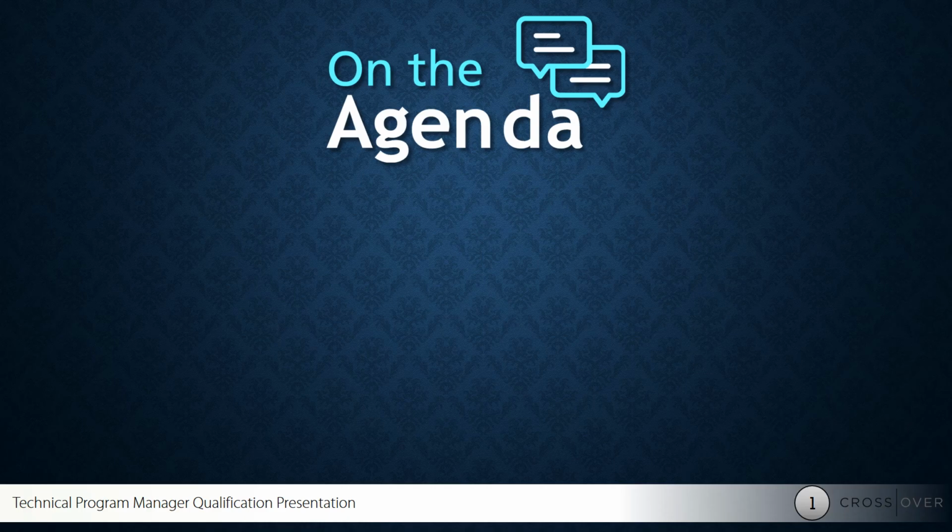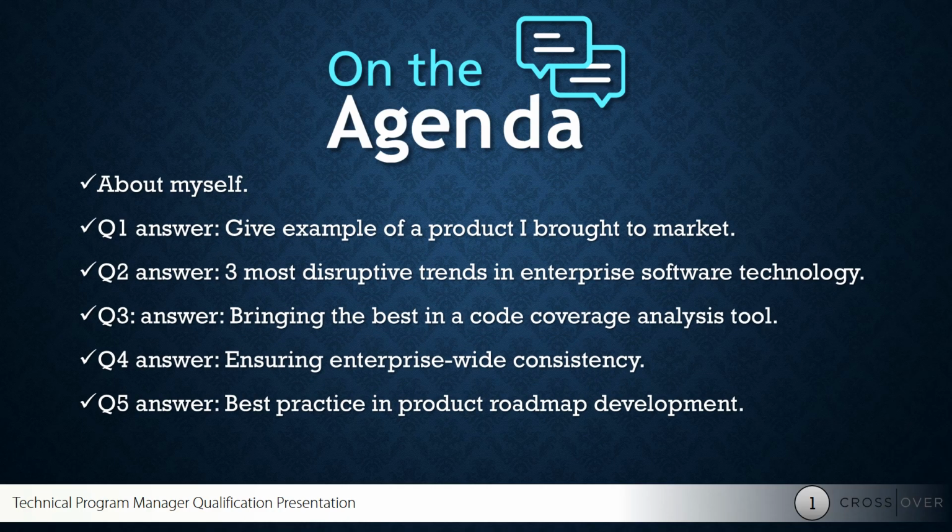So let's look at the agenda. I will talk a little bit about myself, a briefing about myself, then provide the answers for the questions. The first question is to give an example of a product I brought to the market. The second is about the 3 most disruptive trends in enterprise software technology. And the third is I'm going to talk about bringing the best in a code coverage analysis tool. The fourth is regarding ensuring enterprise-wide consistency. And the fifth is providing best practice in product roadmap development. So let's start.